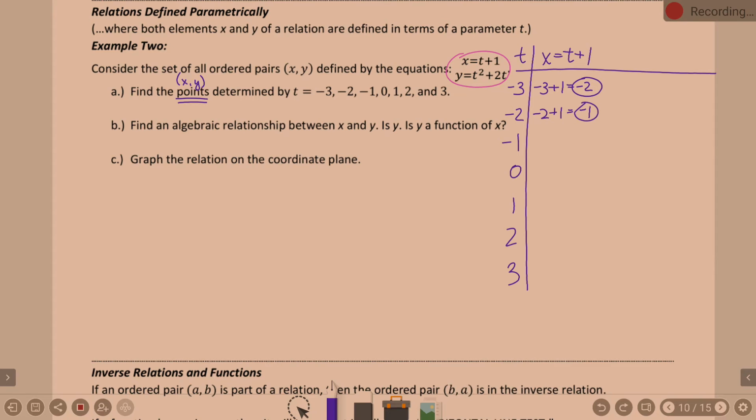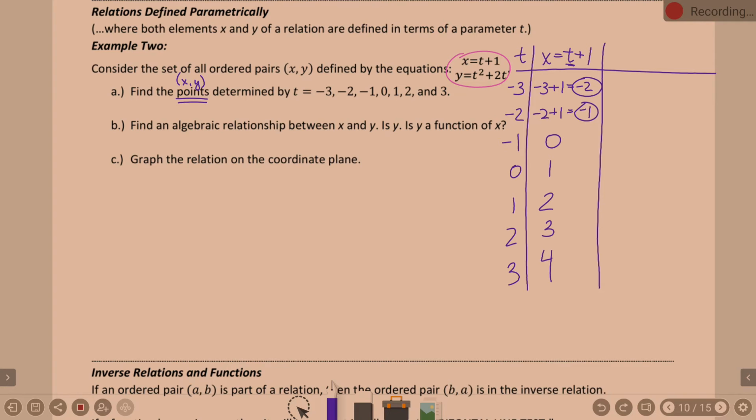Do I need to write out the work each time? You can do the math, right? What about if t is negative 1? Negative 1 plus 1 is 0. If t is 0, 0 plus 1 is 1. If t is 1, 1 plus 1 is 2. If t is 2, 2 plus 1 is 3. And if t is 3, 3 plus 1 is 4. Those are my x values. My final column, I'll put those together in ordered pairs.